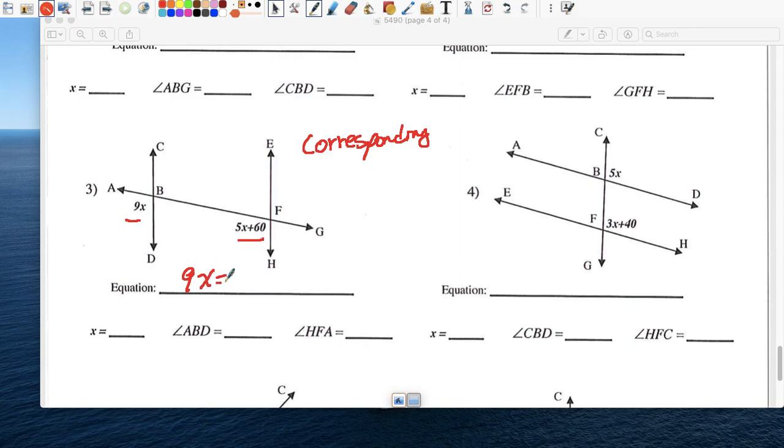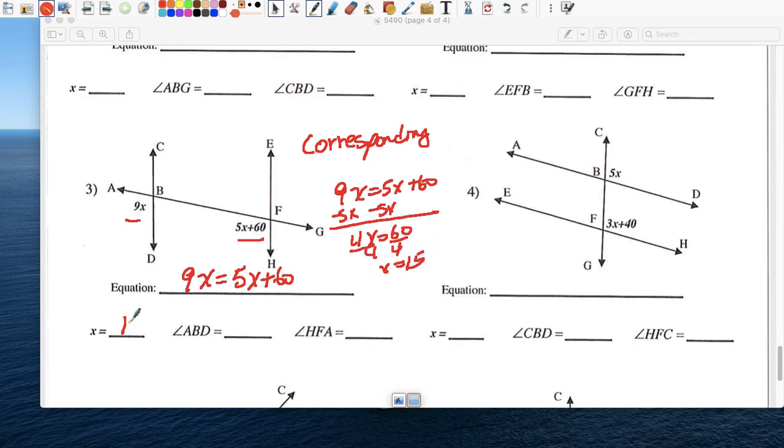So 9x, this angle, is equal to 5x plus 60. Let's solve it. 9x equals 5x plus 60. Minus 5x, minus 5x. We get 4x equals 60, divide by 4 on both sides, and x equals 15. So x is 15. Let's multiply here. Replace x with 15. So 9 times 15 is 135.